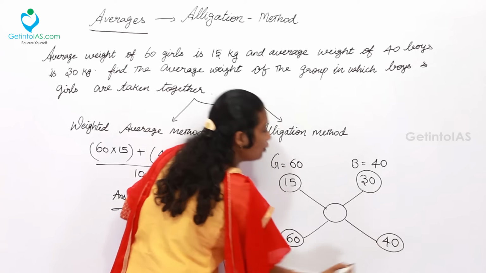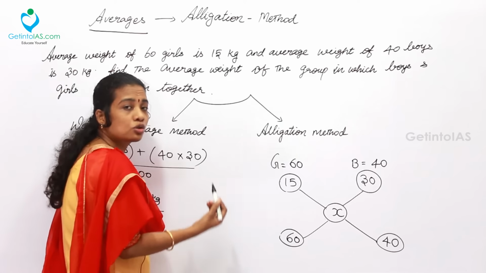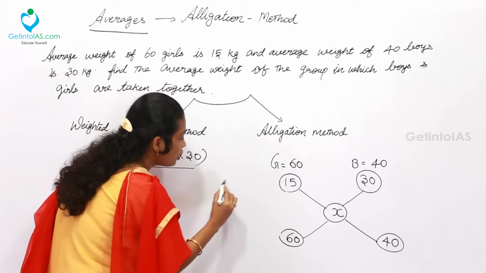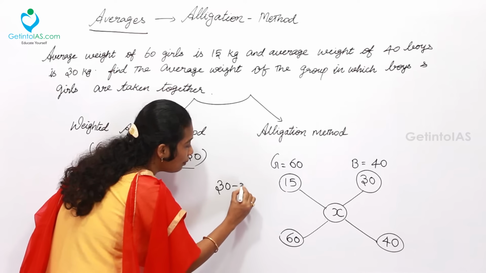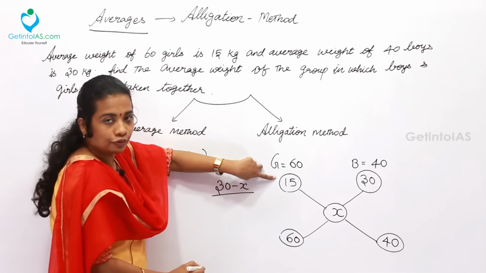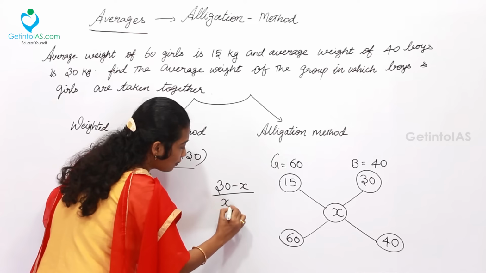Always here you will be subtracting these two values and here you will be subtracting these two values. Finally, you will be getting this, right? According to that, we can write in terms of fraction. One value will always be lesser than the mean. One value will be higher than the mean. So in such a way you want to take, in order to avoid the negative value. So I am taking here 30 minus x by x minus 15. Don't take it as 15 minus x.